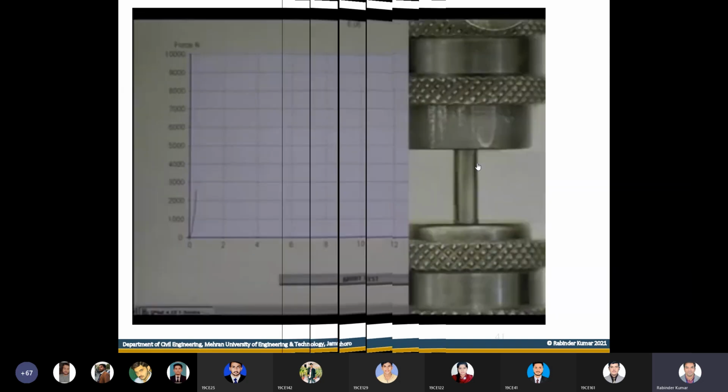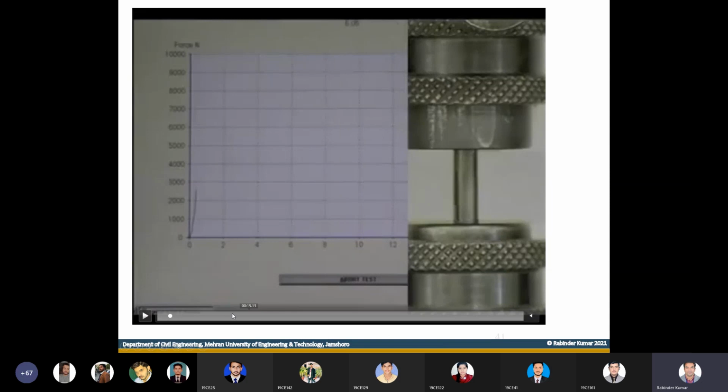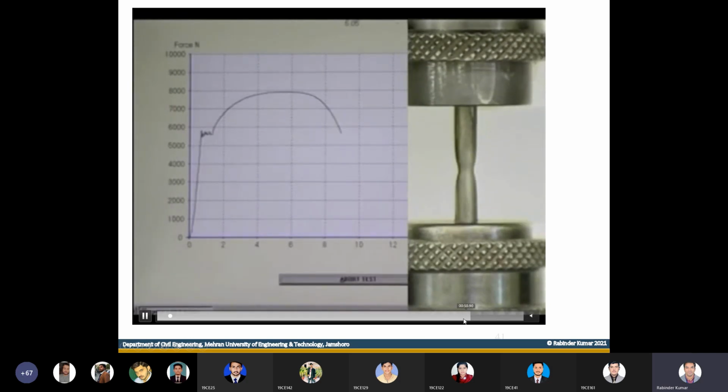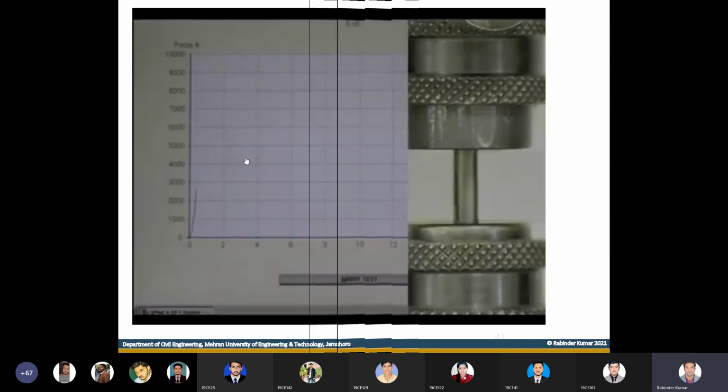Have you done this test in the lab or not? Yes, sir. Okay, normally here we only get the fracture load. The machine which we have in the laboratory gives just the fracture load, or the peak load, or the failure load. But this curve is important. Now I will ask many questions related to this curve.